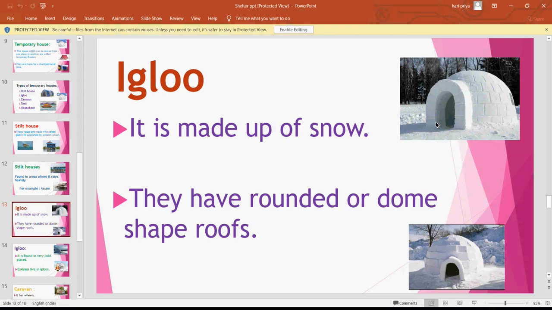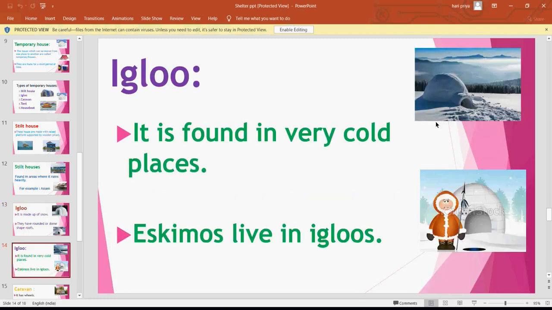So where can you see the igloos? In a hot region or a very cold region? Where can you see this type of houses? Yes, Varnika is right. Lakshya, you're also right. Pragati is answering me with some images. That's also right. Yes, in very snowy cold areas, you can see this igloo. It's made up of snow. Very good. And they're also telling that it is found in very cold places, and in the Himalayas also you can see igloos.